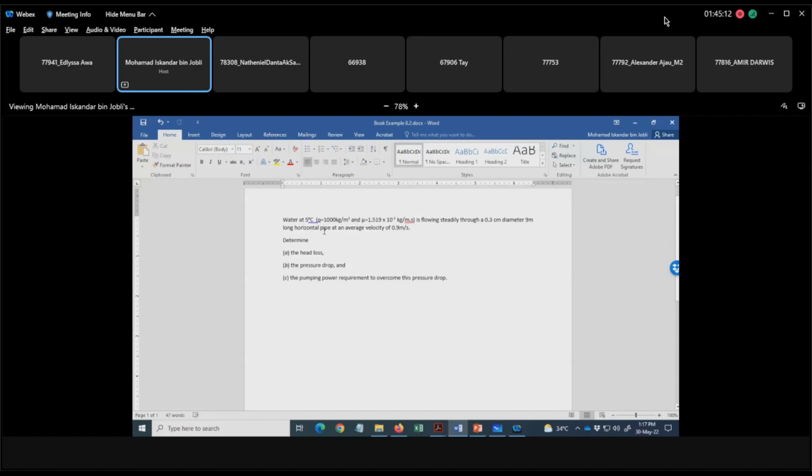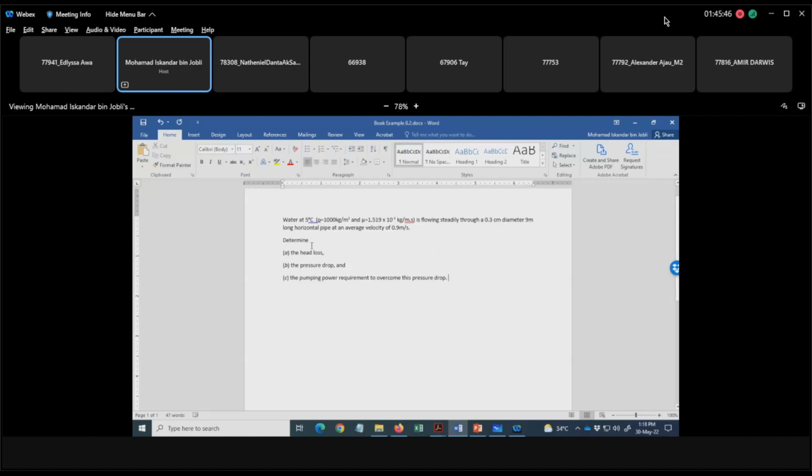Water at 5 degrees Celsius, rho equals 1,000 kilogram per meter cube, and the dynamic viscosity is 1.5 times 10 to the power negative 3 kg per meter second, is flowing steadily through a 0.3 centimeter diameter, 9-meter long horizontal pipe at an average velocity of 0.9. This is the example from the book, fellas. Determine the head loss, the pressure drop, and the pumping requirement to overcome this pressure drop.